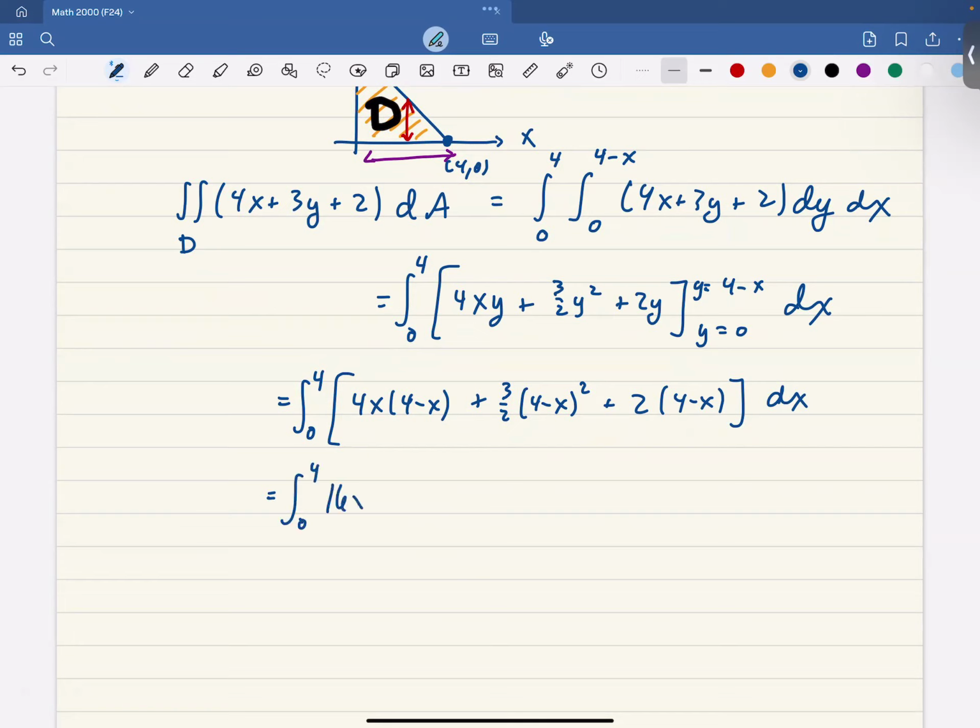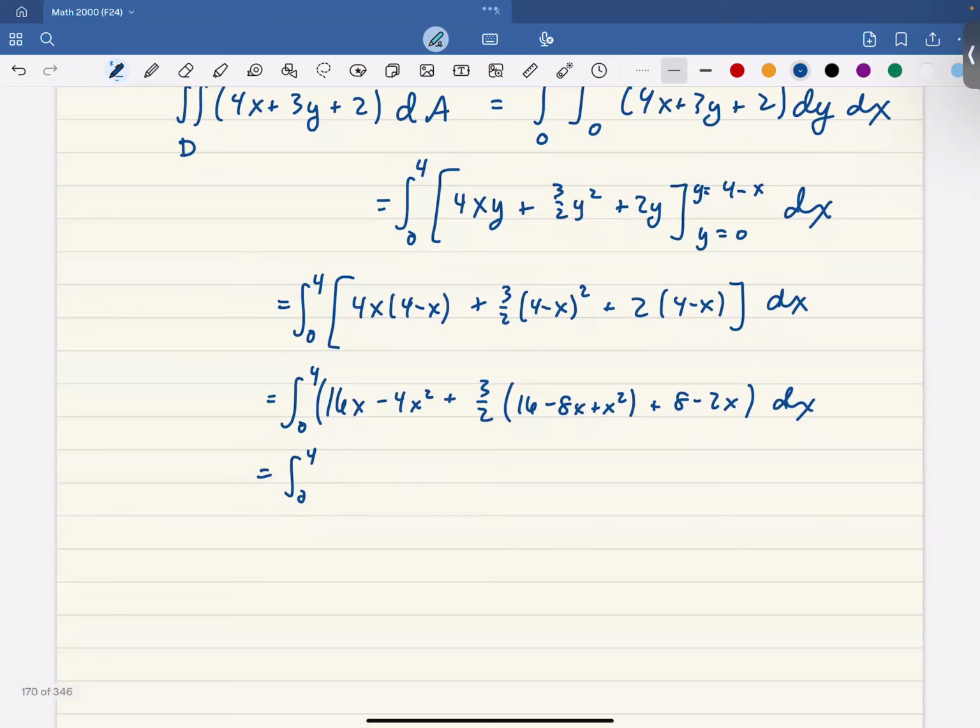This will be 16x minus 4x squared plus 3 halves times 16 minus 8x plus x squared plus 8 minus 2x. Let's see what we can simplify, if anything. So we'll have 16x minus 4x squared plus 3 halves of 16 is 24, minus 12x plus 3 halves x squared plus 8 minus 2x. And then let's simplify one more time. These are zeros, so it goes from 0 to 4.